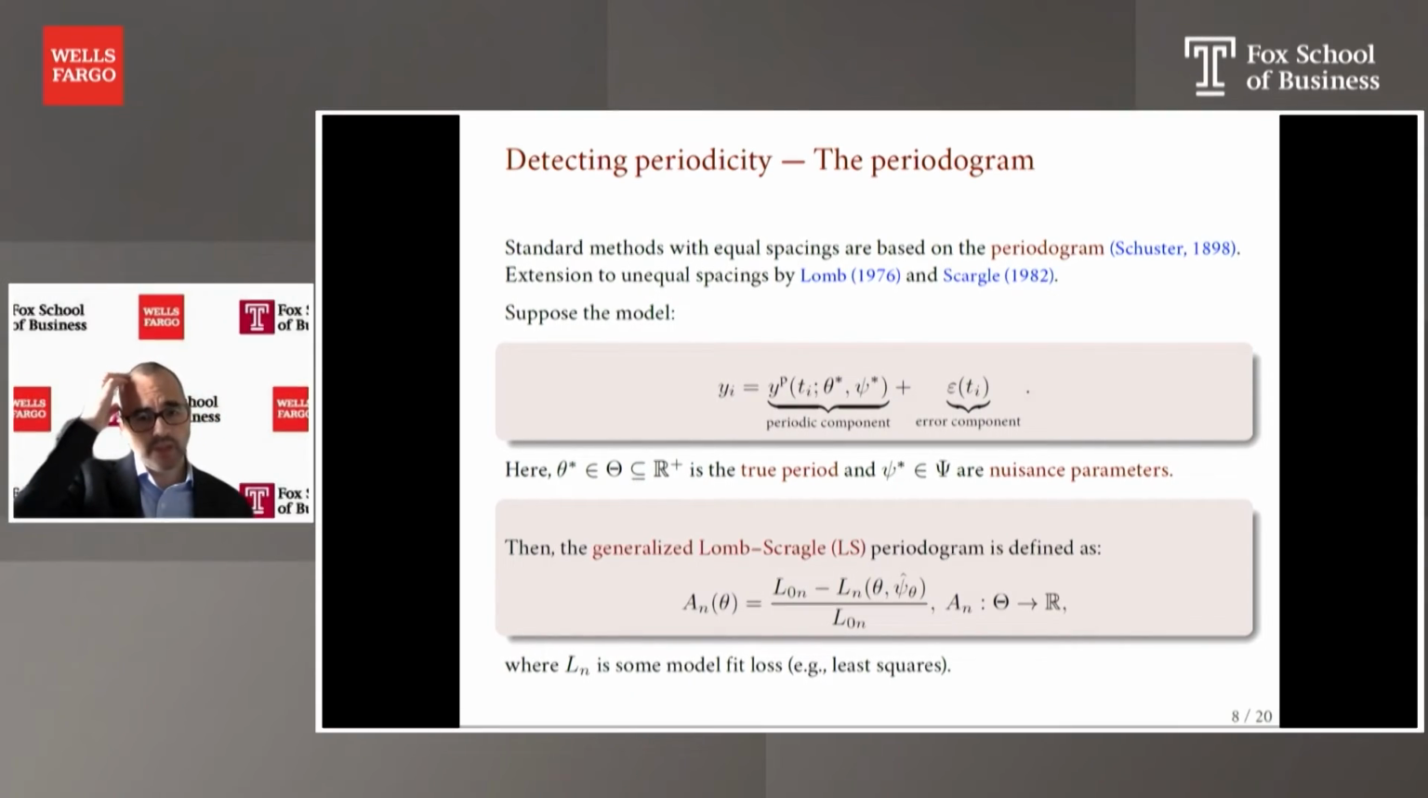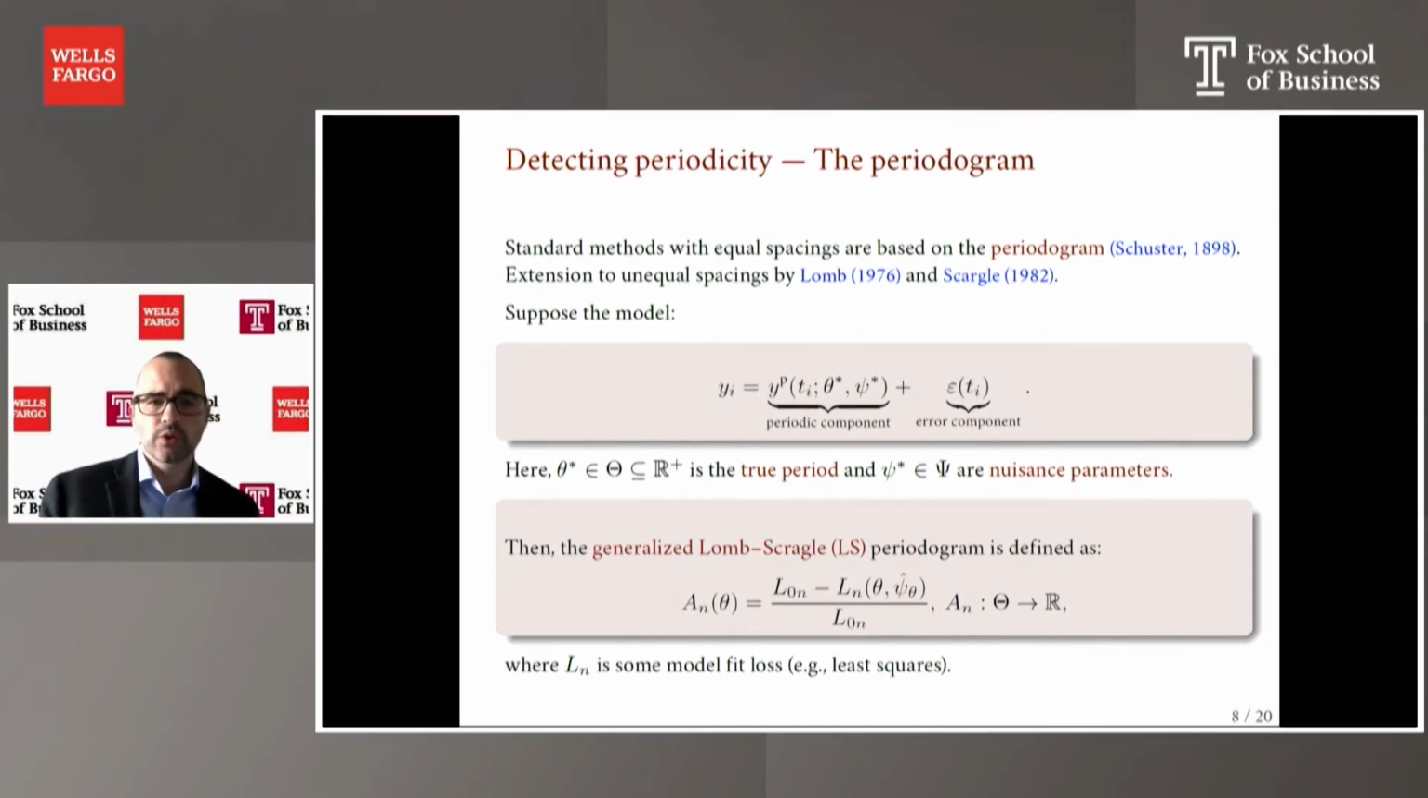What do we do? Essentially, we set up, if you will, an F statistic, or a model deviance statistic, where we compare the model fit when there's no periodicity and the model fit when assuming periodicity. And so that periodogram value is going to be large when the model fit under periodicity is much better than the baseline fit.